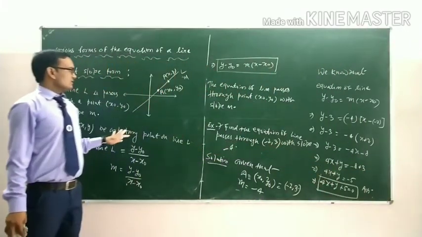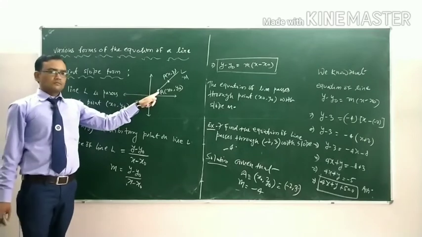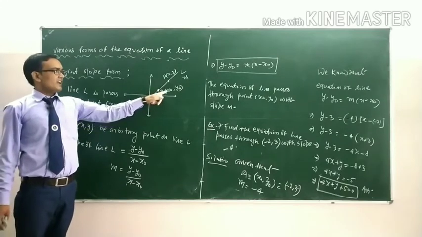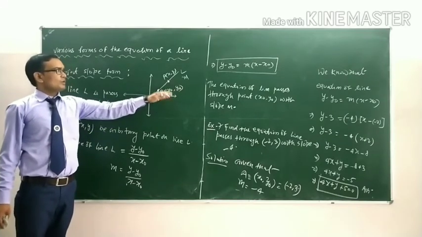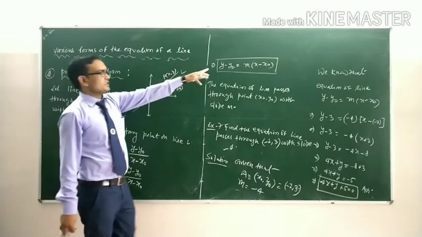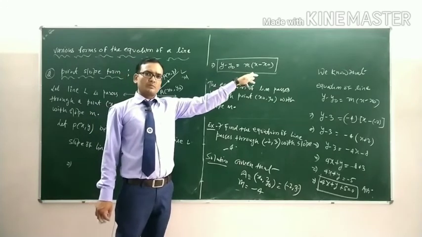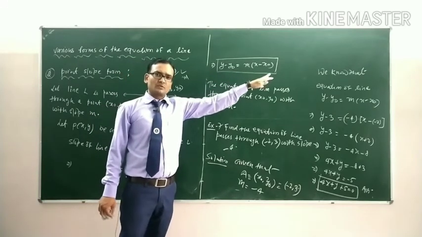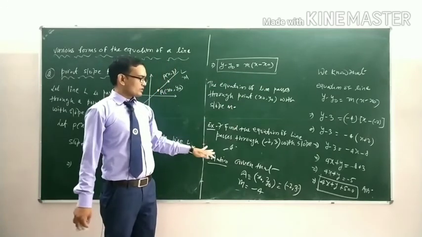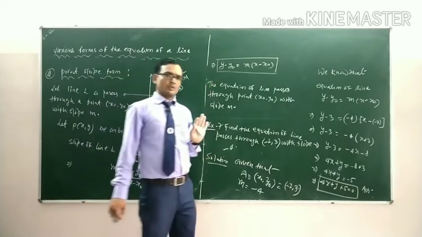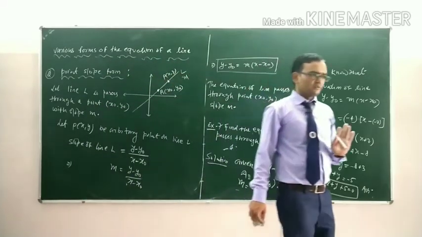If a line passes through a point x0, y0 with the slope m, then the equation of the line is y minus y0 is equal to m into x minus x0. Okay, we solve the questions related to this formula. Are you satisfied?